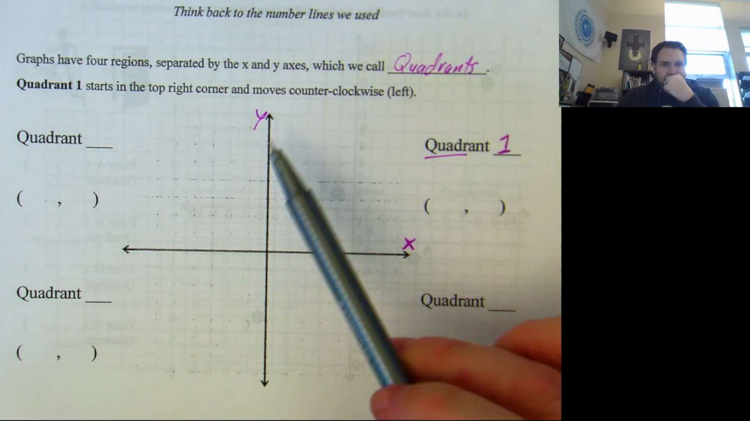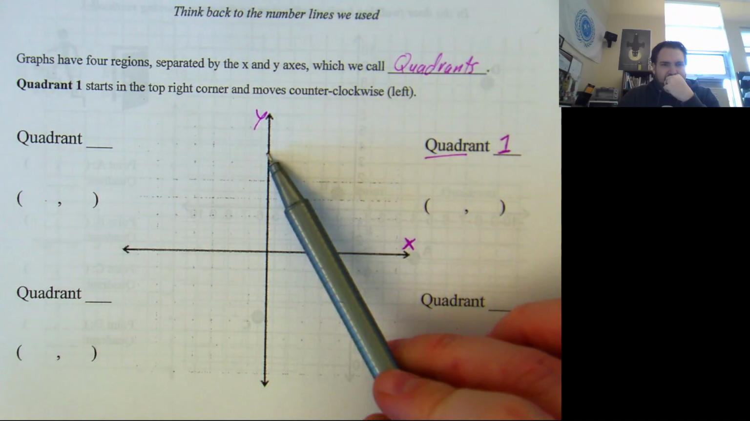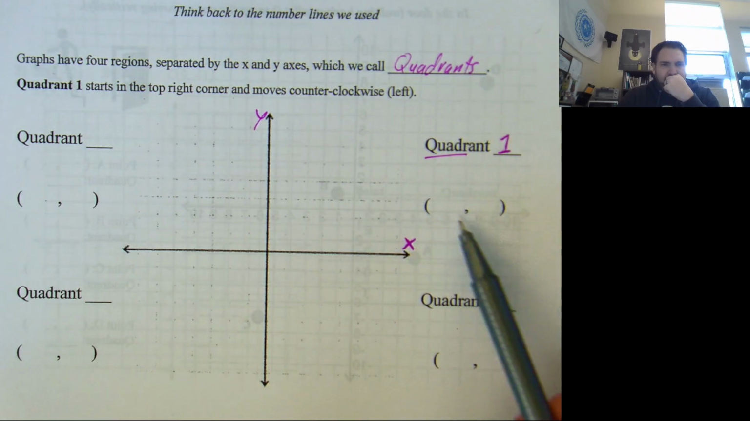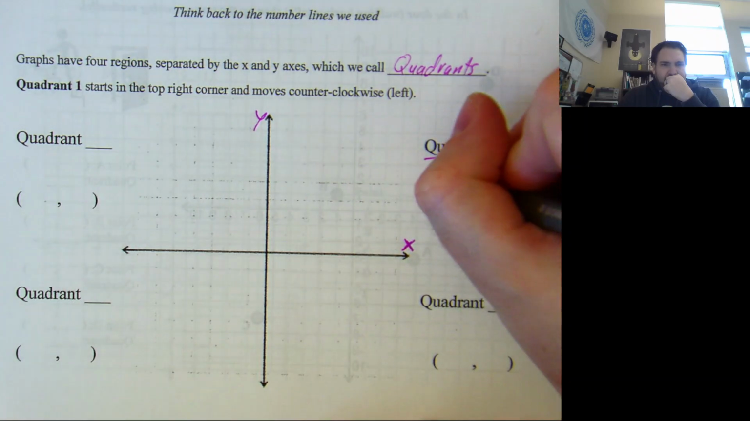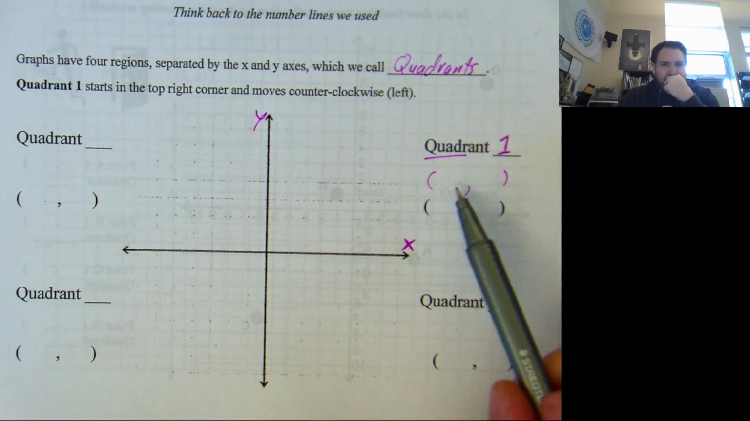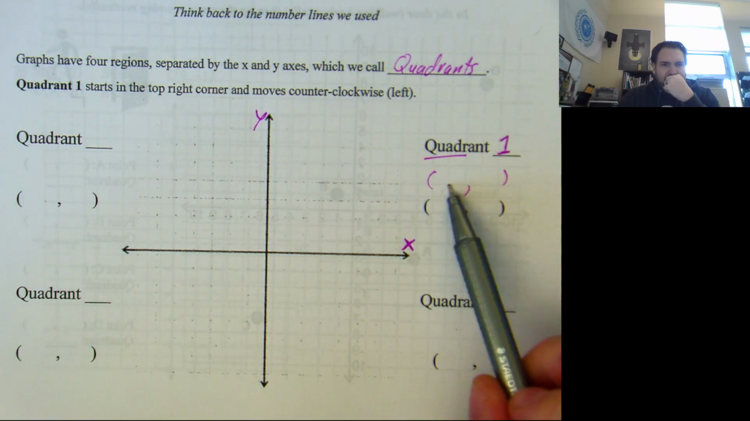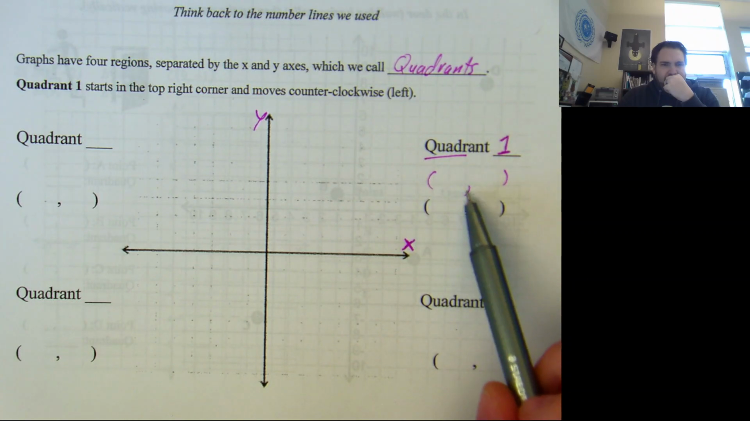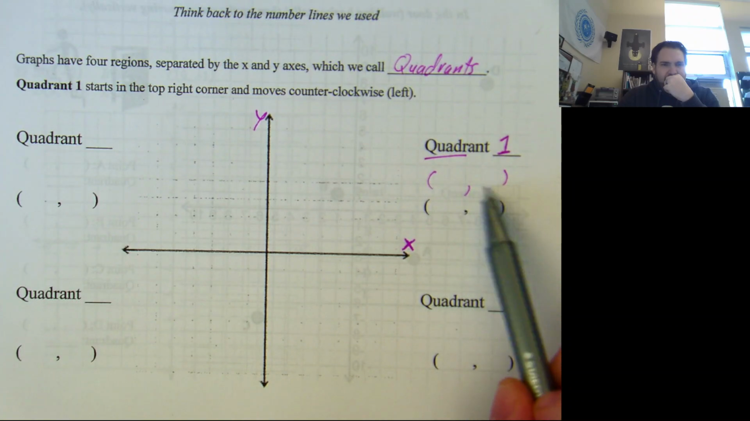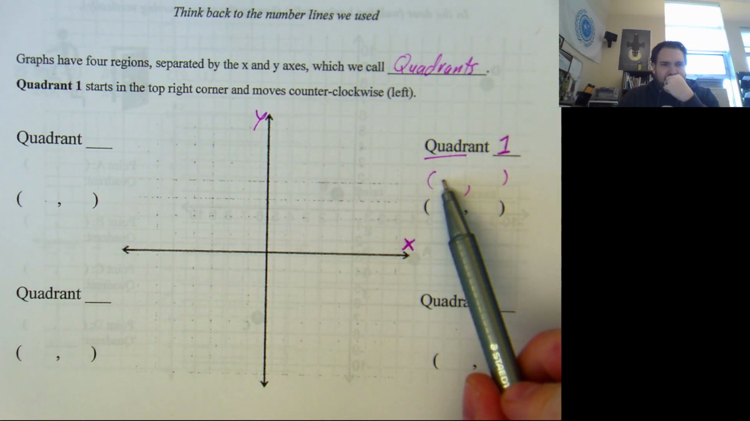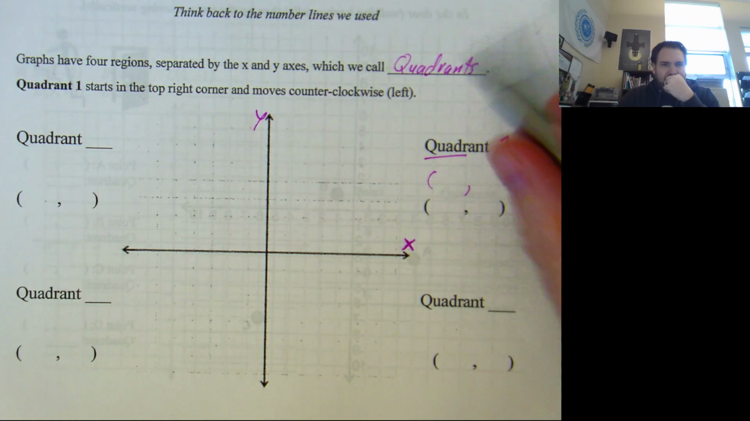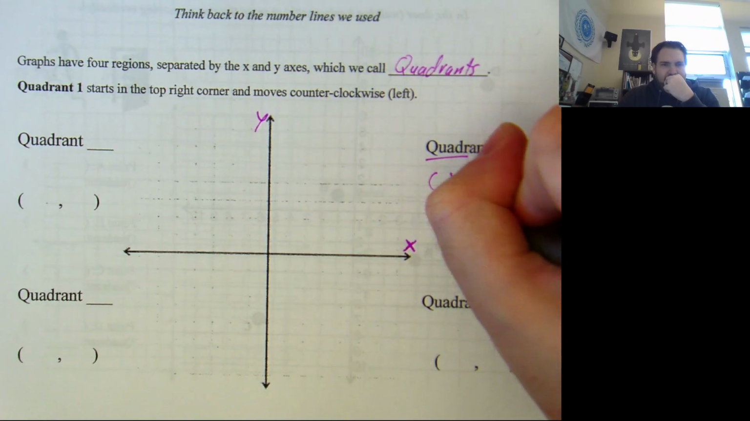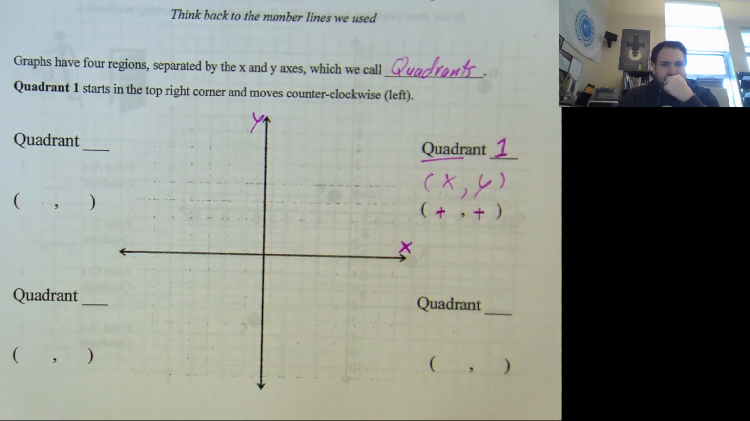And in quadrant 1, X's and Y's are both what? Positive. So when we look at the grid system or the coordinate system, which one comes first? This thing right here is called a coordinate. Something, comma, something. Which one gets listed first, X or Y? So X gets listed first. So this gets listed X, Y, and in quadrant 1, X is positive, Y is positive.